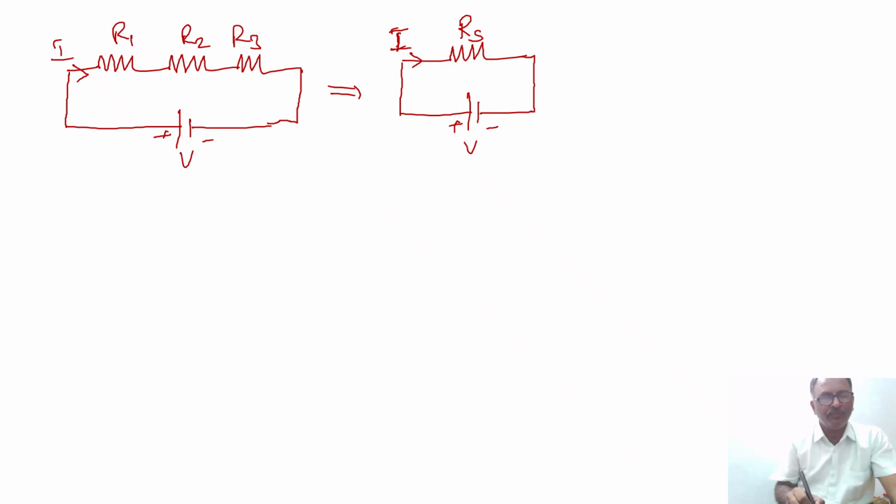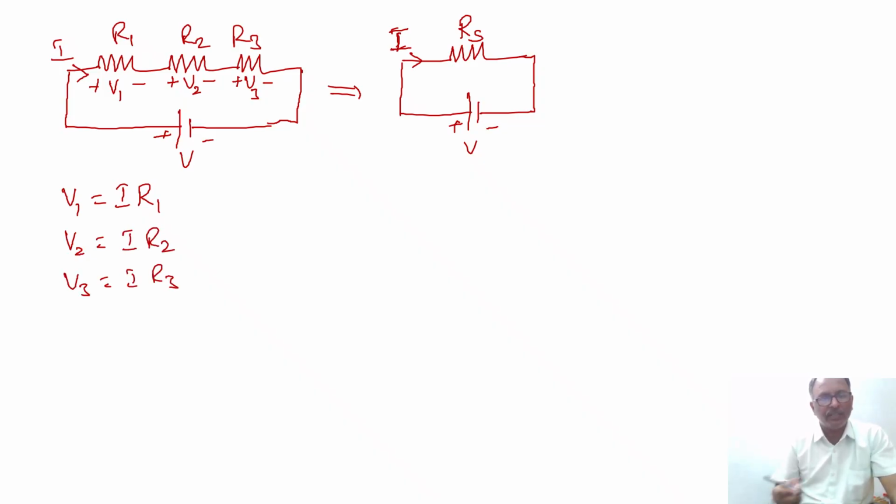Here the voltage drop across R1 I am taking as V1 volts, across R2 as V2 volts, and across R3 as V3 volts. Then V1 is given by using Ohm's law. The current flowing through the resistance is I amperes and the resistance is R1. So V1 equals I R1, V2 equals I R2 and V3 equals I R3.